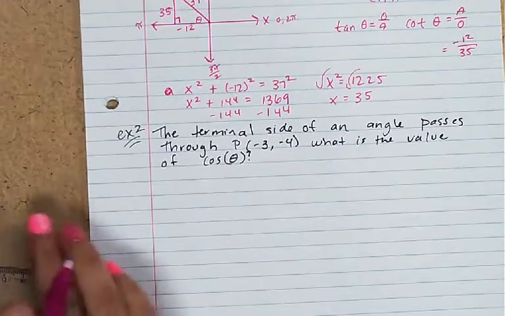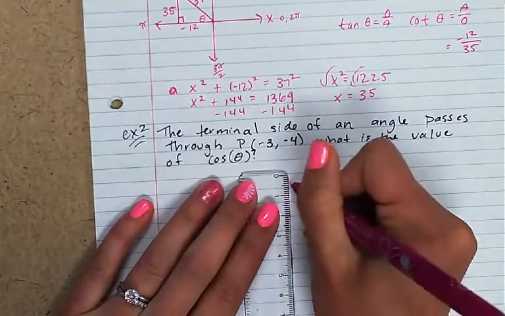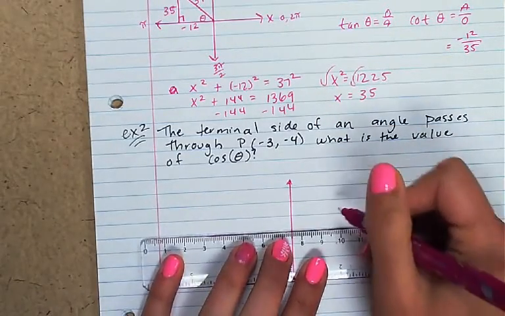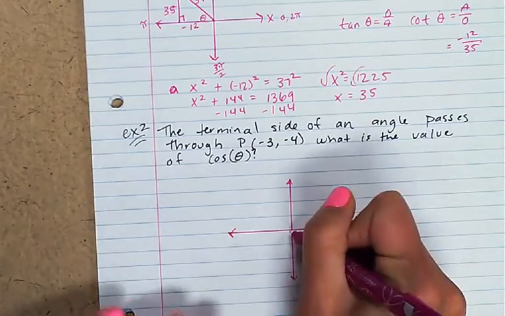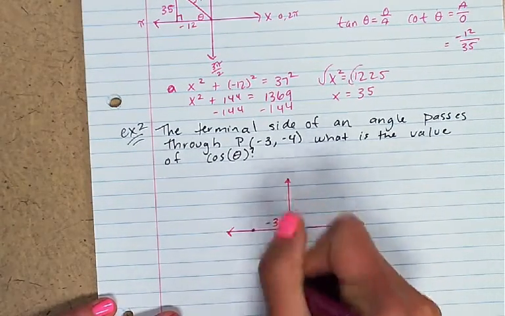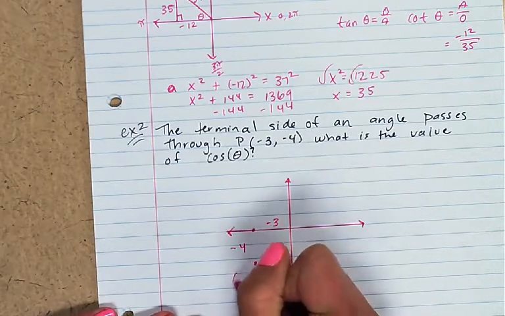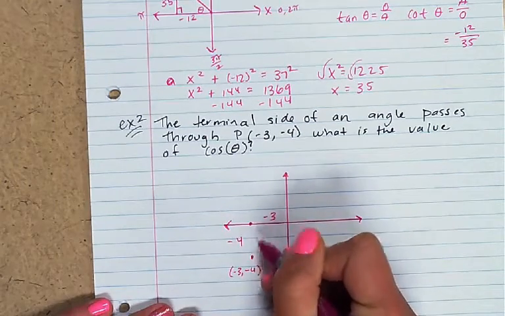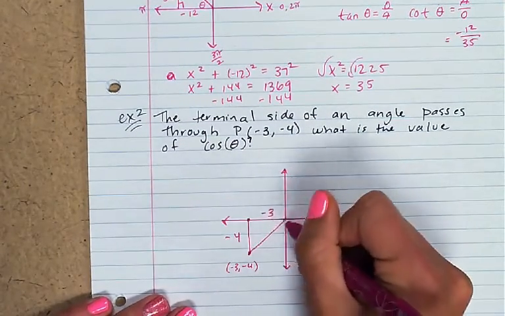Example 2 says the terminal side of an angle passes through the point negative 3, negative 4. What is the value of cosine theta? Okay, so if it passes through the point negative 3, negative 4, we would go negative 3, like here-ish, and then down 4. So this ordered pair here would be negative 4. Like I said, we would go left 3, down 4. So now I'm going to make that into a right triangle, always connected back to the x-axis.